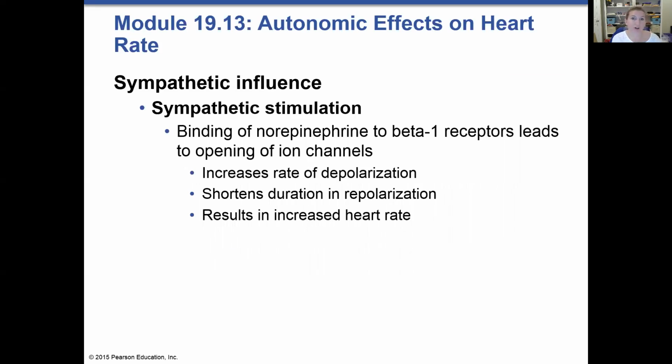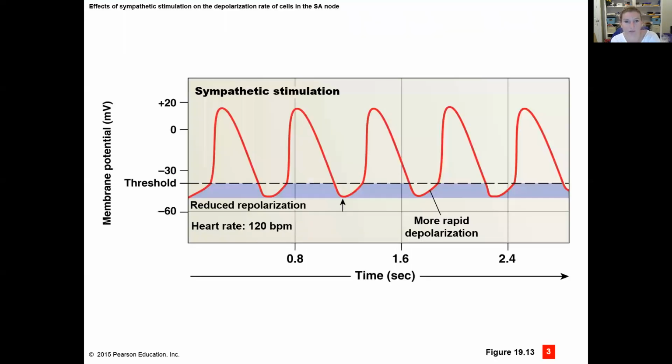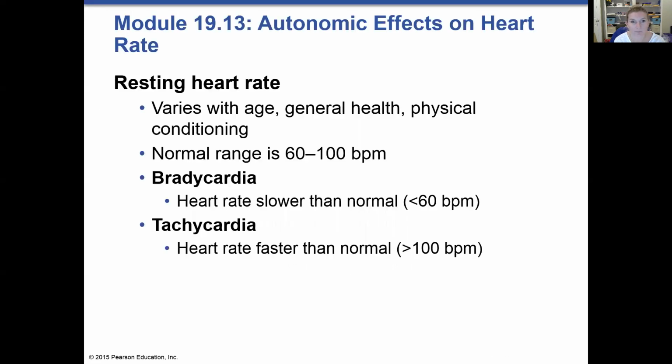Sympathetic influence on our heart is going to be caused by epinephrine or norepinephrine. It's going to bind to beta-1 receptors, lead to the opening of ion channels, and increase the rate of depolarization. It also shortens the repolarization phase, which then increases the heart rate and keeps it moving. With sympathetic stimulation, notice that our repolarization does not go all the way down to -60. It's much shorter because that refractory period is shorter.